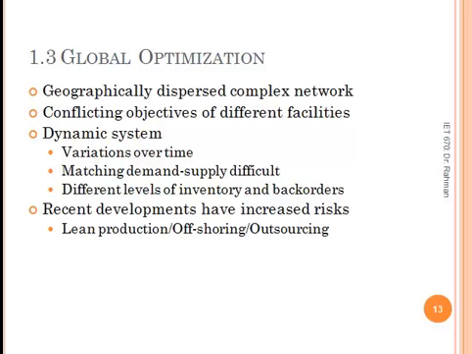Then matching demand and supply is a difficult aspect, and then the different levels of inventory and back orders, and also the most up-to-date developmental activities. And those activities have increased the risk of supply chain management to an even higher level. For example, in terms of lean production or offshoring or outsourcing, we often want to outsource the product or some parts of our products to different suppliers or to suppliers overseas. So managing the supply chain is getting difficult through this.